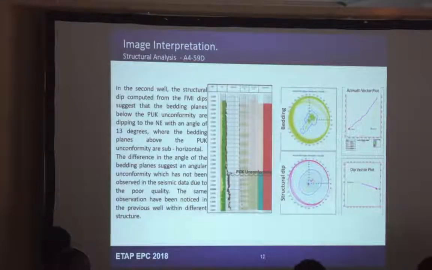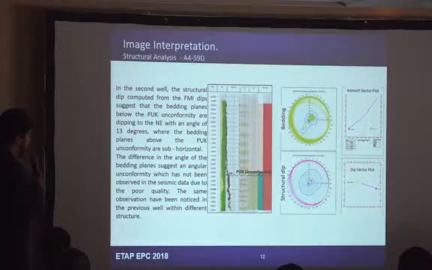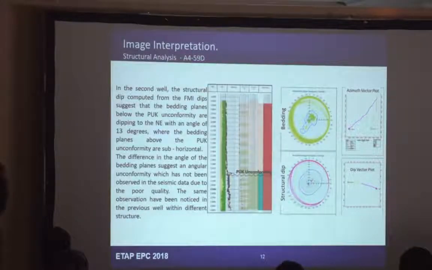Another thing we do to A4, we use the FMI technique, formation micro imager, and the same thing with the tables here. You can see the change in the direction of depth here, below and above the BUK. So this technique helps us to understand what's going on under and above the BUK, as well as the structure depth and the bedding.